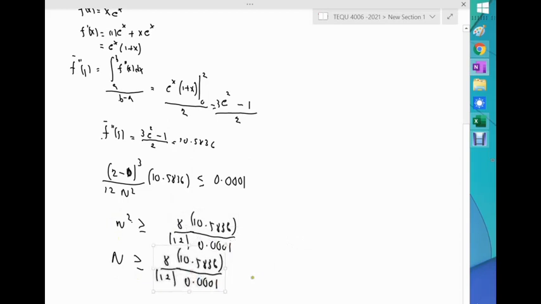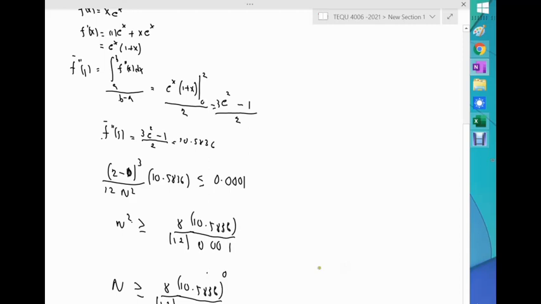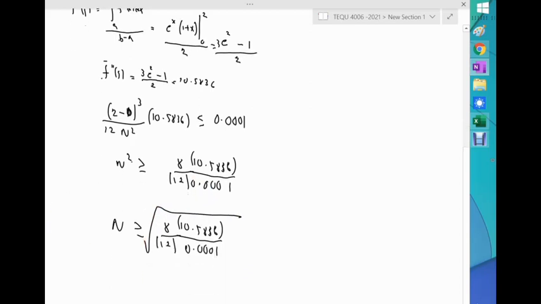Let me put it somewhere here. Let me get it a little bit more comfortable. There we go. So that will be the square root of that. That will be the n value that I need for having a truncation error of around 0.0001.